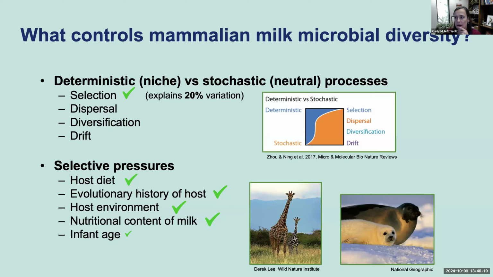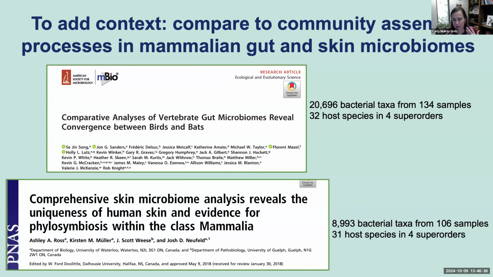So I just have a few slides left. What we saw here was that there was some selection. All of these things mattered that we had seen before, but really we could only explain about 20% of the variation across this very wide diversity of mammals. And so we started to think about, well, what about these other community assembly processes that may be more stochastic? And so we went to compare what milk microbiomes look like compared to mammalian gut and skin microbiomes.